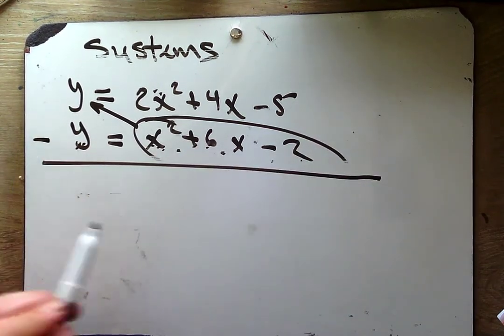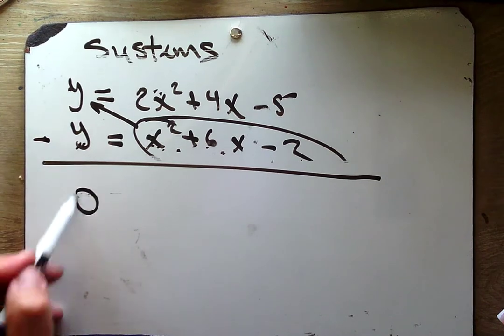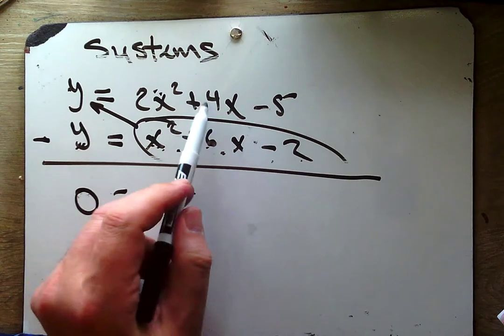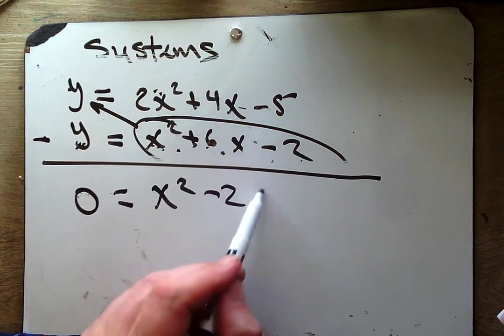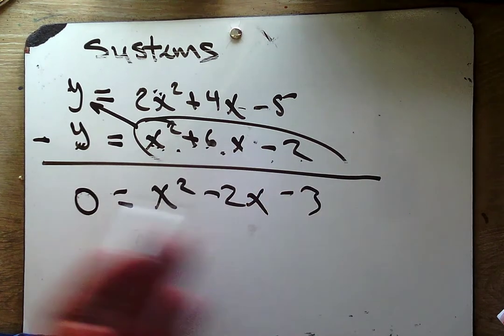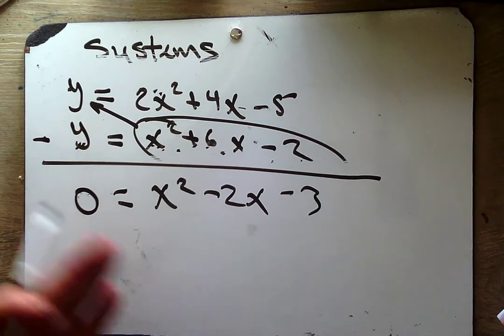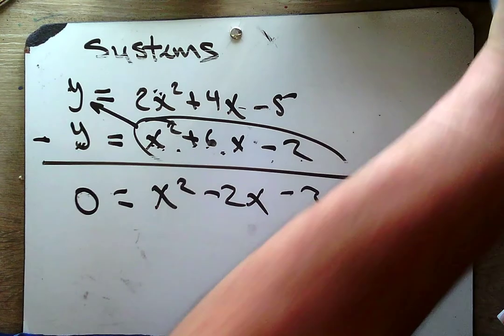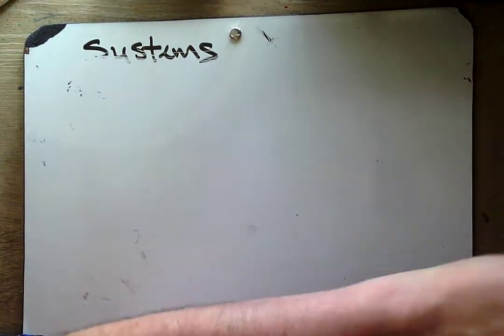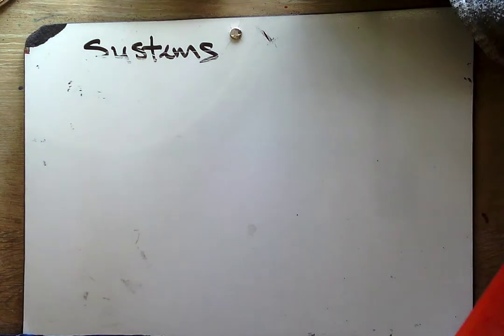But with elimination, y minus y is 0. 2x squared minus 1x squared is x squared. 4x minus 6x is negative 2x, and minus 5 minus a minus 2 is minus 3. And look, it's all set up and ready for me. And so, substitution is good, but I like elimination when I can use it.